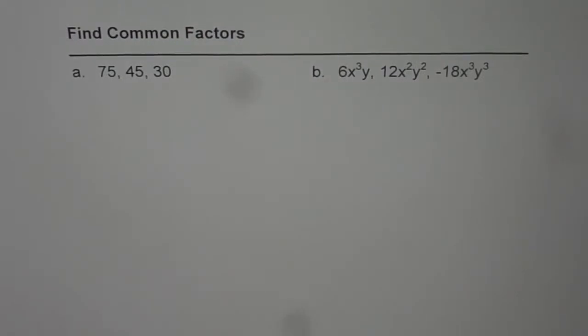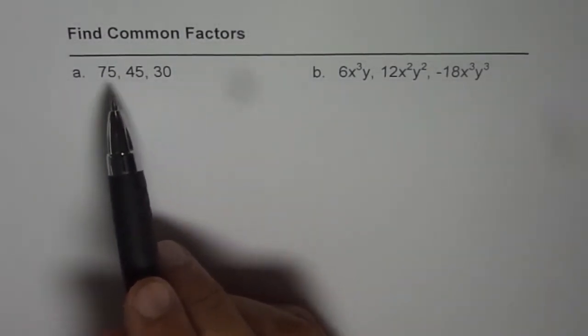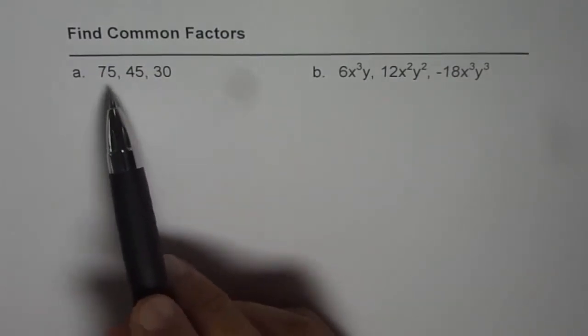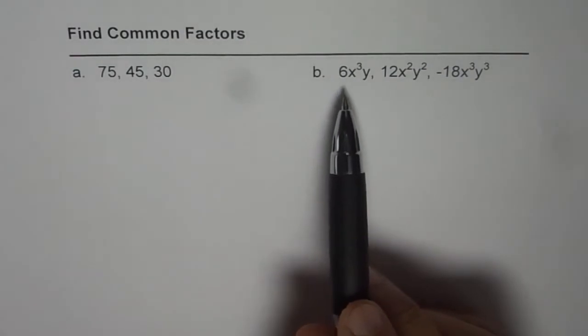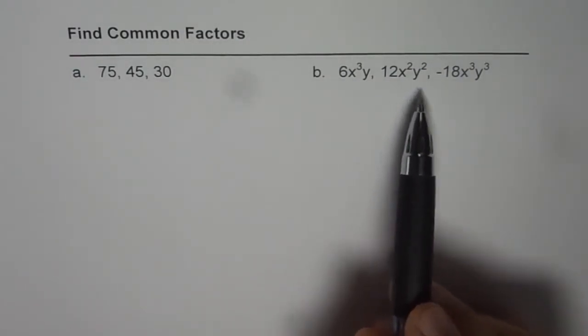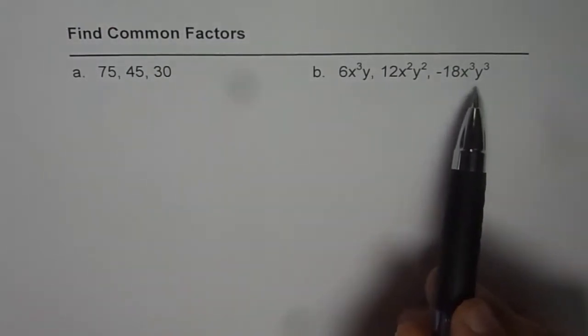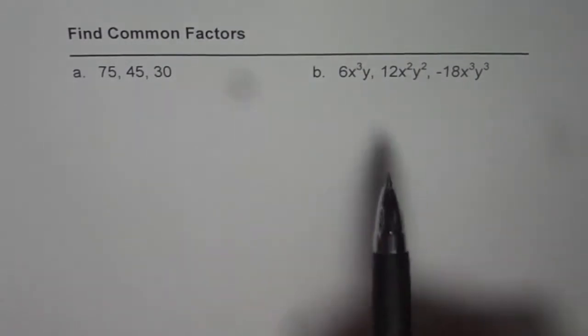Let us review how to find common factors. Here we have two examples. A is 75, 45 and 30. So we need to find common factors between the three numbers. And then we have part B, which is 6x cubed y, 12x squared y squared and minus 18x cubed y cubed. We need to find common factors between these three terms.